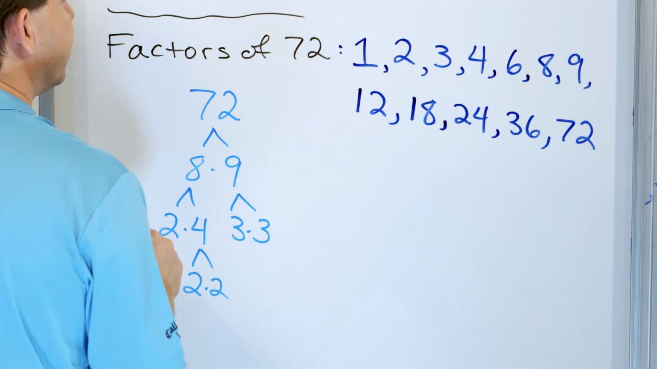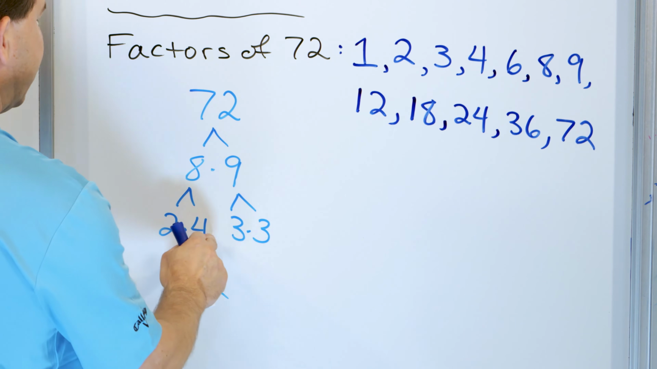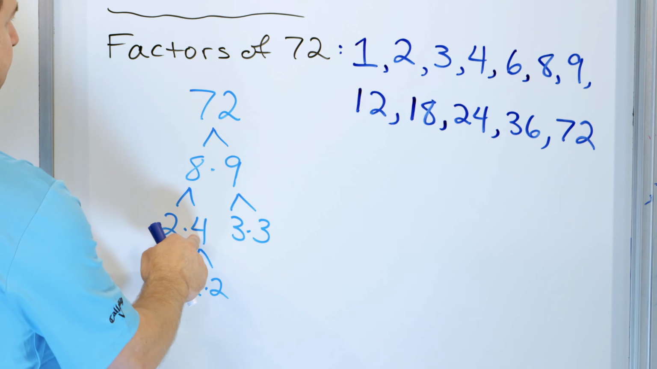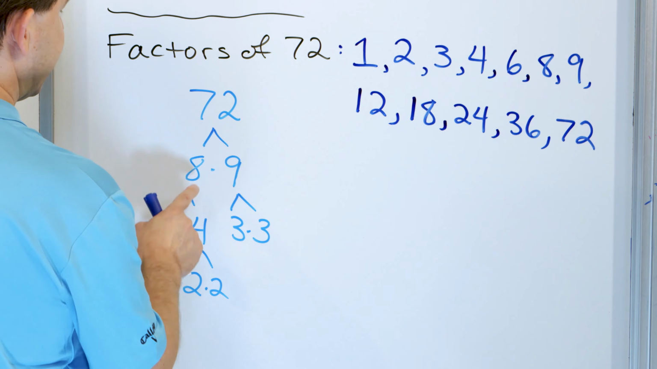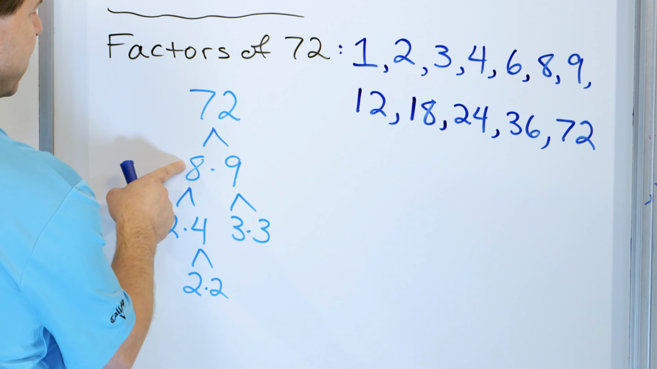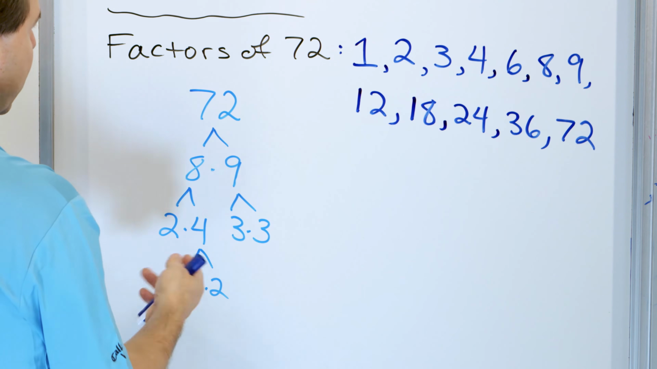Every number has 1 as a factor. Then I write 2 and then 3 and then 4 straight out of my factor tree. And then 6 comes because of 2 times 3. And then 8 comes because it's written right here. 9 comes because it's written right here. And then I just got to start cross multiplying.